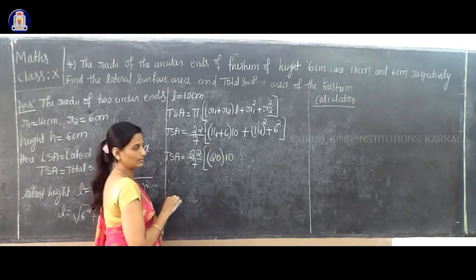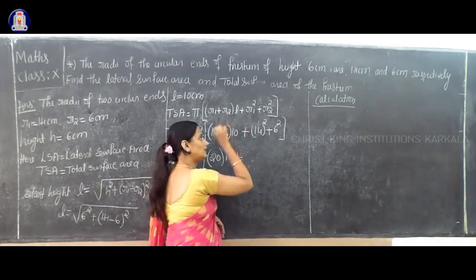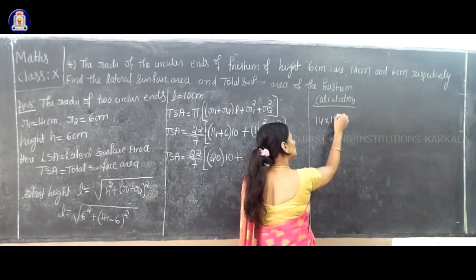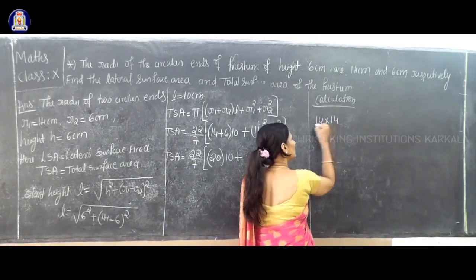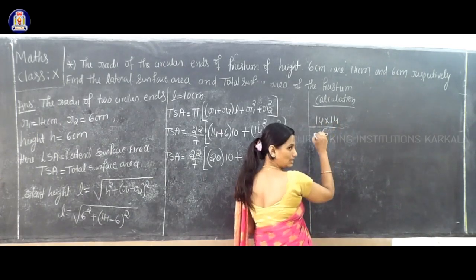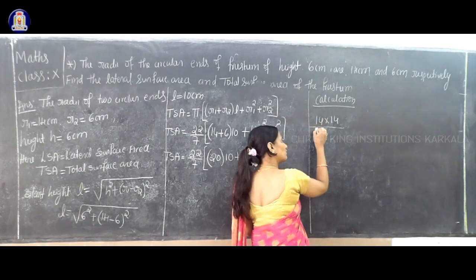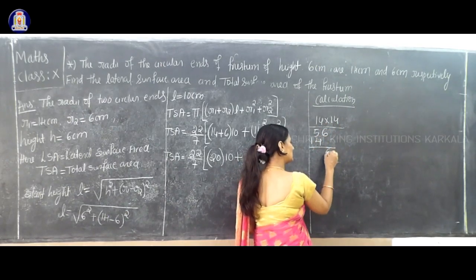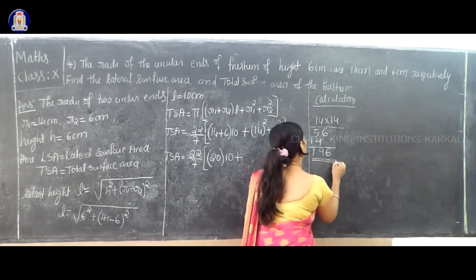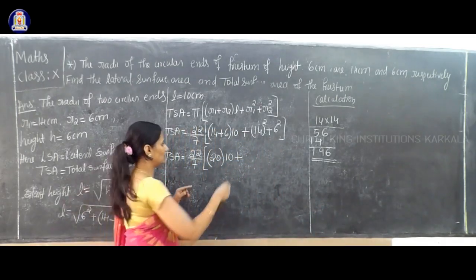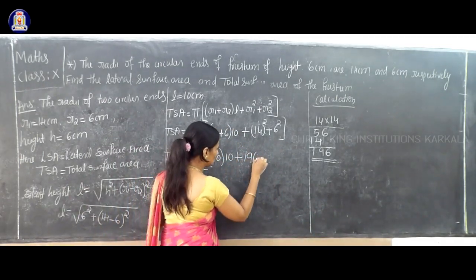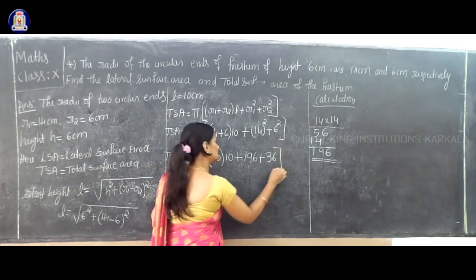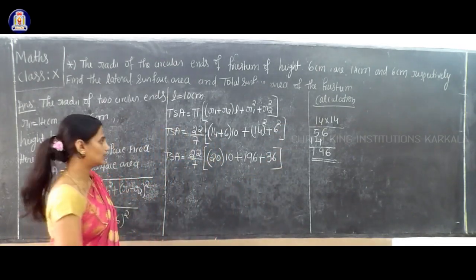This 10 plus 14 square. You know this one, right? 14 into 14 is what? 196, right? So 4 4s are 16, 1 remainder. 4 1s are 4, it is 5. And this is 4 and 1. So this 6, 9, 1. So 14 square is what? 196. So 196 plus 6 square is what? 36. 6 square is 36.